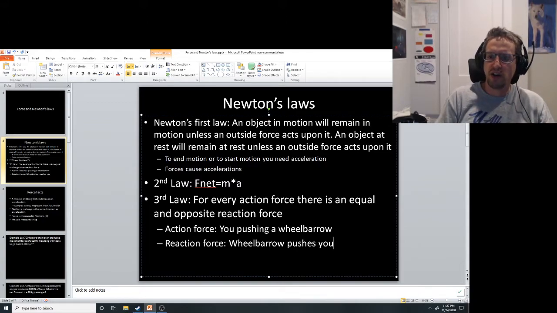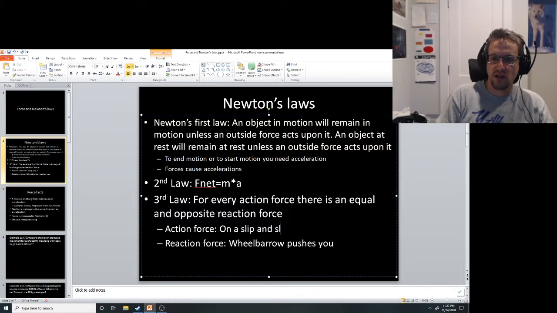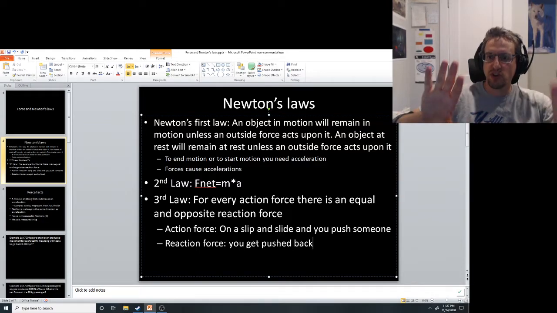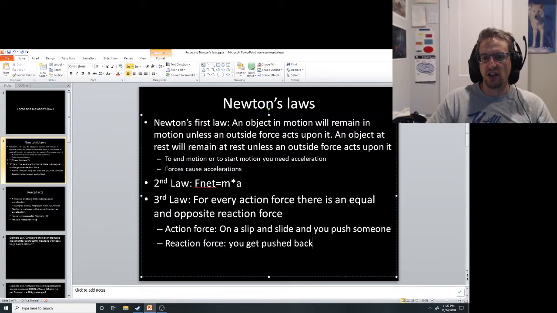But there's a better situation that's going to make it more clear. What if you're on ice or on a slip and slide? So you're both standing on a slip and slide. You push someone and you get pushed back. If you're on something slick and you push someone, they go backwards, but then you also get pushed back. And the big thing is that those two forces are equal. If I push someone, I also get pushed back. It's most obvious on a slip and slide.